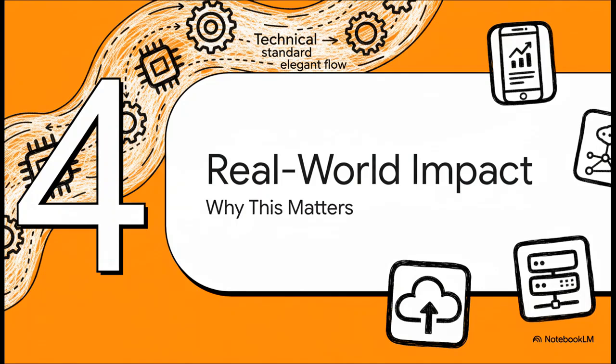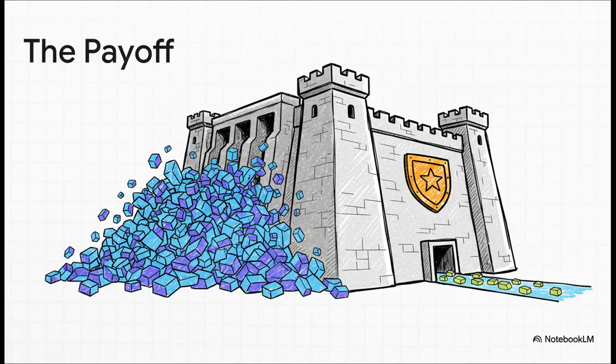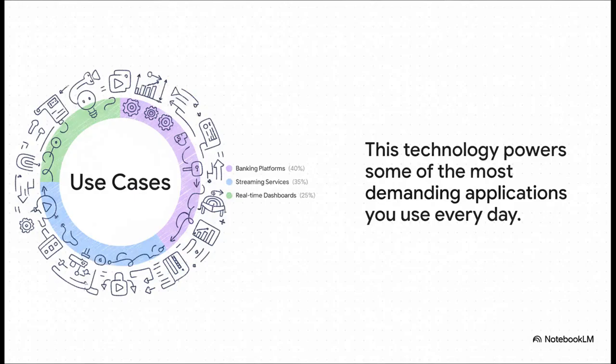So we have this really elegant technical standard that everybody follows. That's great. But what does that actually mean for the apps and services that we depend on every single day? Well, the payoff is huge. It means our systems are just fundamentally more stable. Backpressure isn't some nice-to-have feature. It's guaranteed. And that lets these systems handle enormous, and I mean enormous volumes of data without ever breaking a sweat, which is absolutely essential for the modern internet. And you see the results of this technology everywhere. This is the stuff that powers some of the most demanding applications you can think of, from the high-speed transaction systems at major banks, to the streaming services you use to binge-watch shows, all the way to the real-time dashboards that businesses use to make split-second decisions.